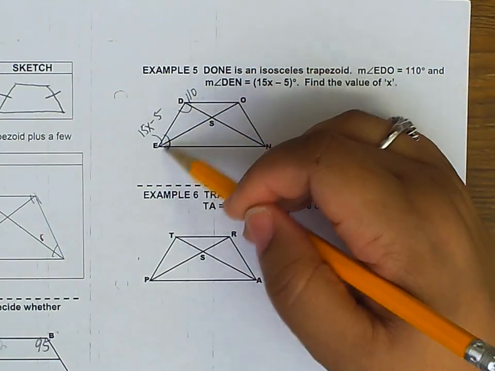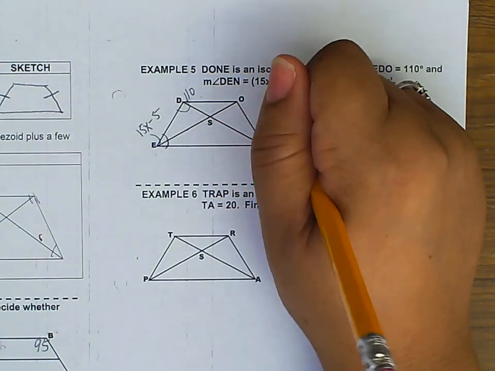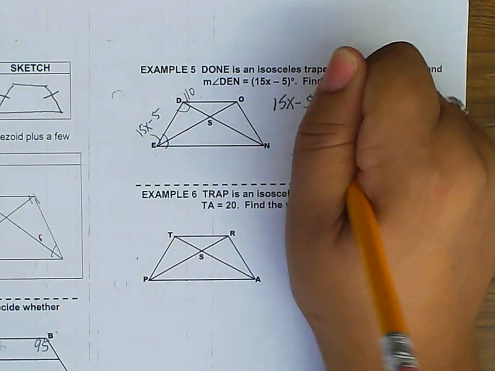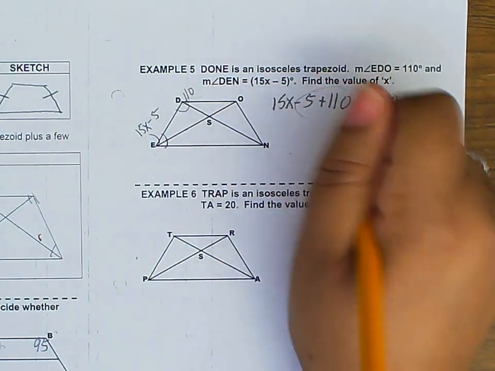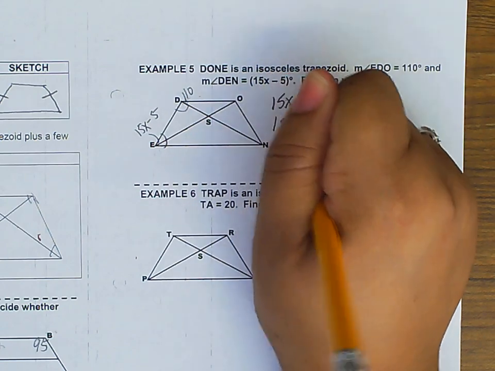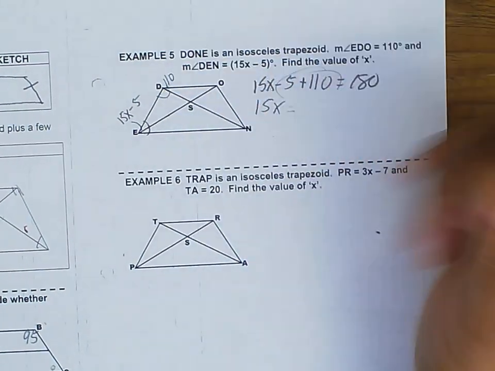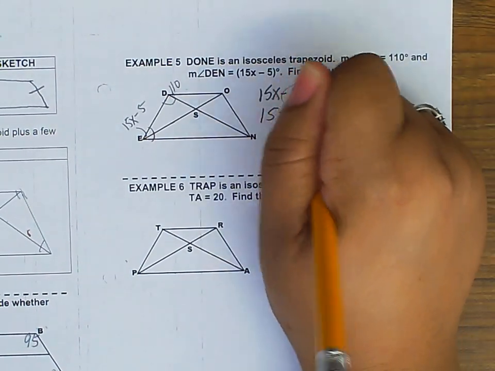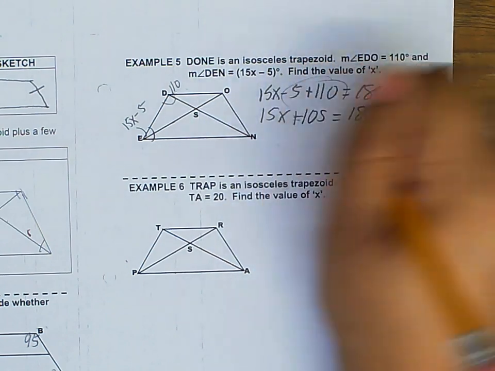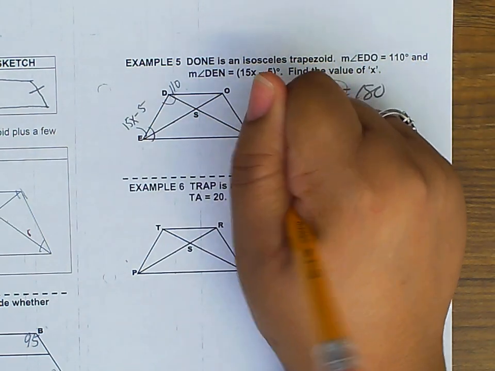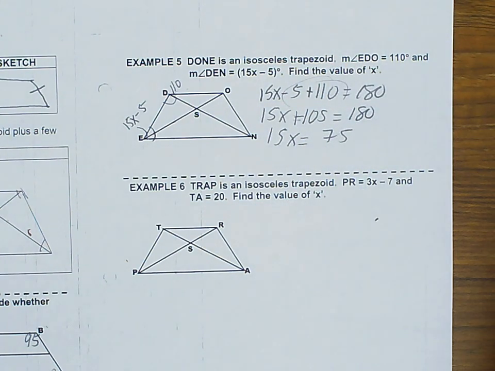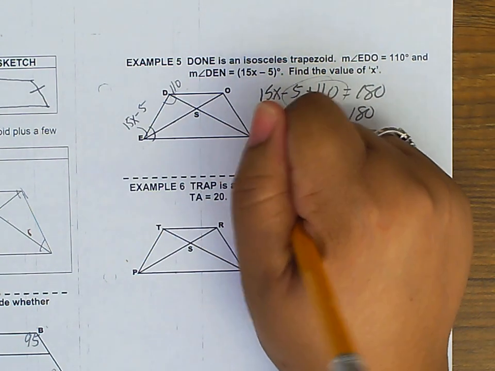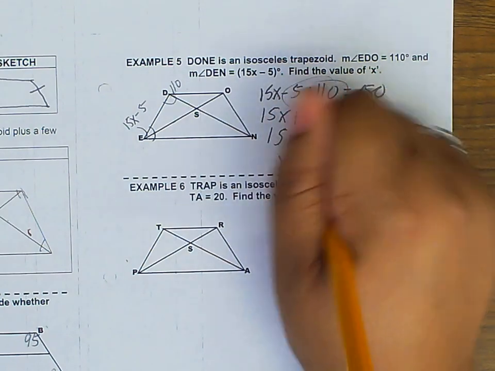So again, we already know that these add up to 180. So we can do 15x minus 5 plus 110 equals 180. Combine like terms here real quick. 15x plus 105 equals 180. Subtract 105 from both sides. 15x equals 75. And then lastly, divide the 15 out. X turns out to be 5.